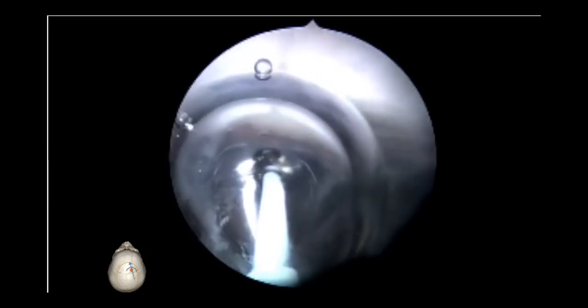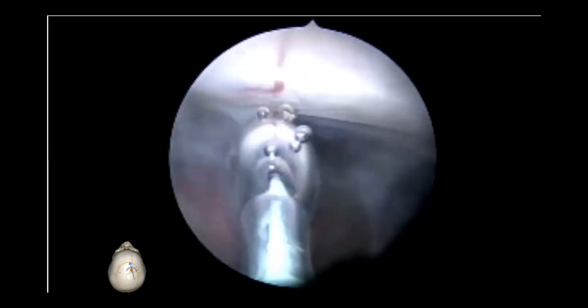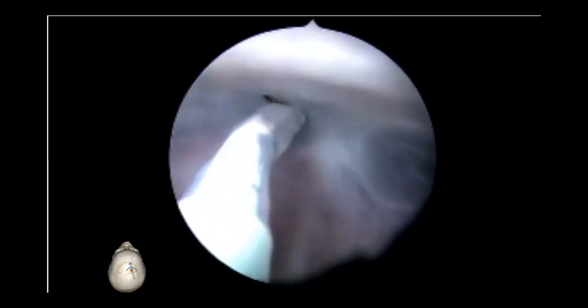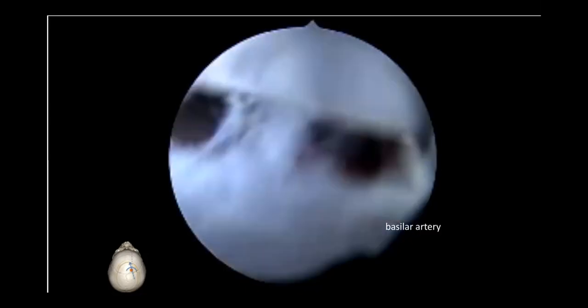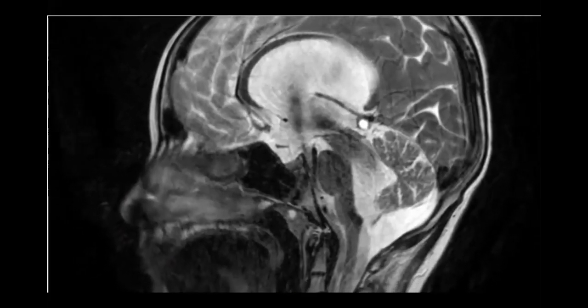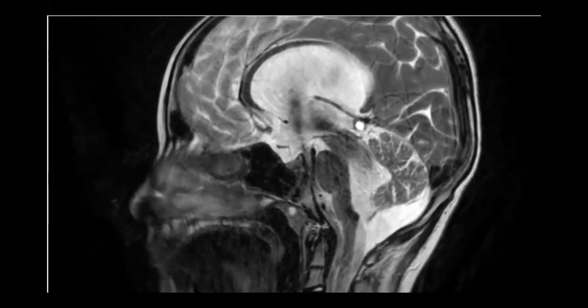And once you have perforated the floor, you can see very shortly the basilar artery when you explore the system. So the perforation is done. You see the picture and you see the MRI with a nice flow through the perforation of the floor.